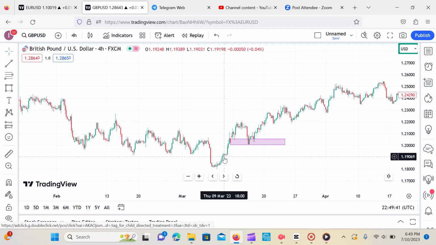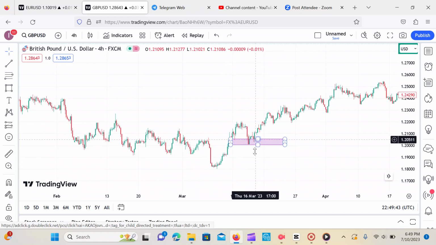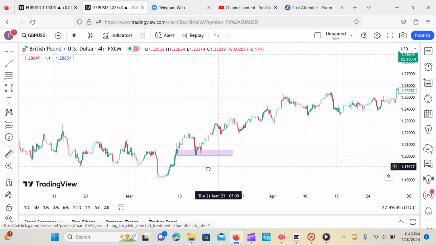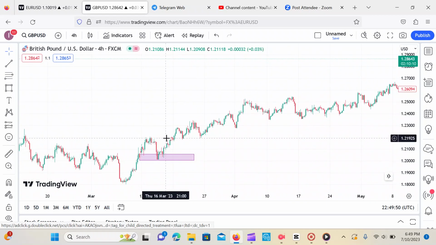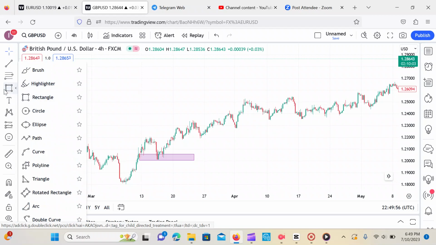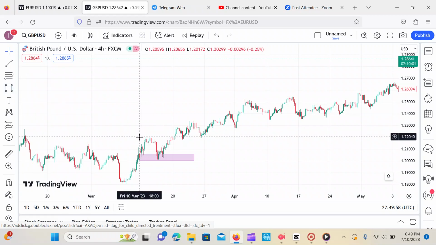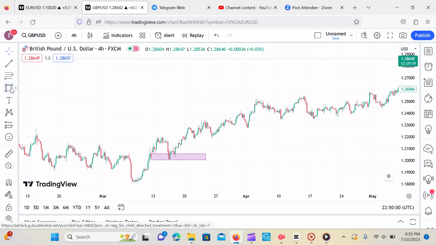Not every area is where price will come back to. So now we have this: immediately price breaks above this high to the upside, it left this other order block behind. We have this high, we have this high.